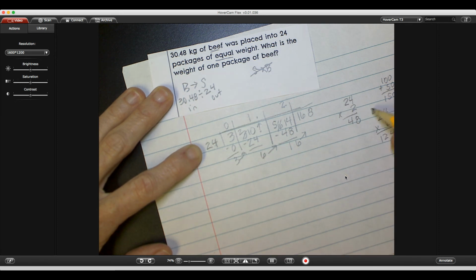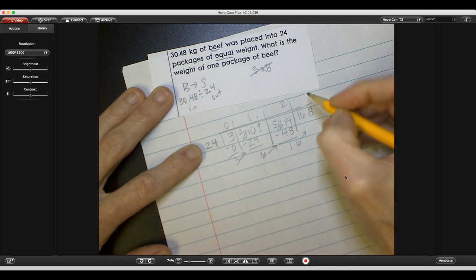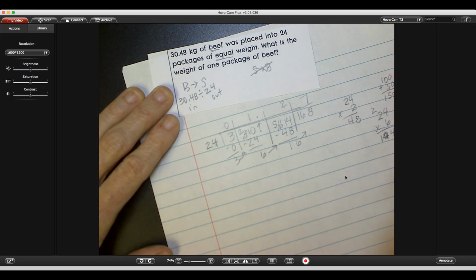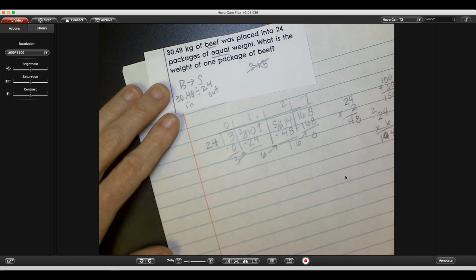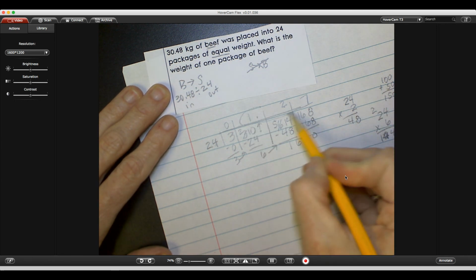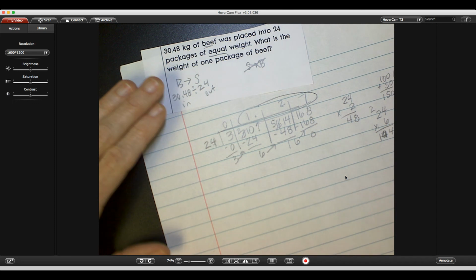So, I forgot to add my 2 in. Let me fix that. Now, let's try one more. What if I say 144 plus one more 24? Let's see what I get. 8, 6, and 1. So 6 24s plus one more 24 gives me 7 24s, and that's 168. I subtract and I get 0. So my answer here is 1 and 27 hundredths.